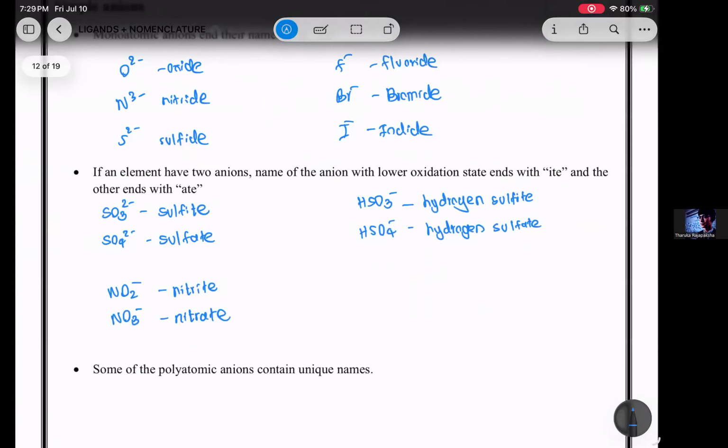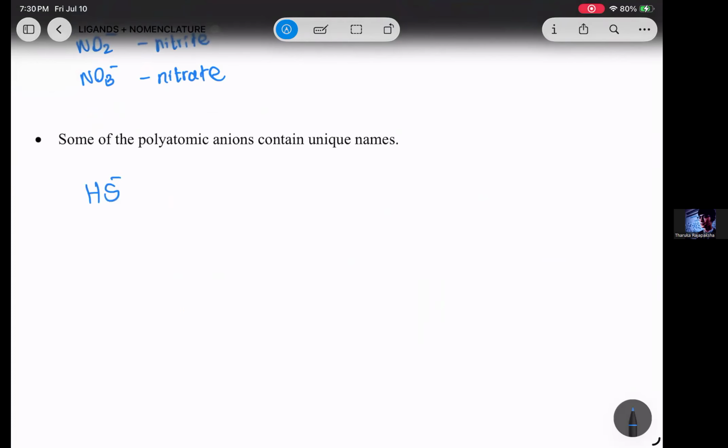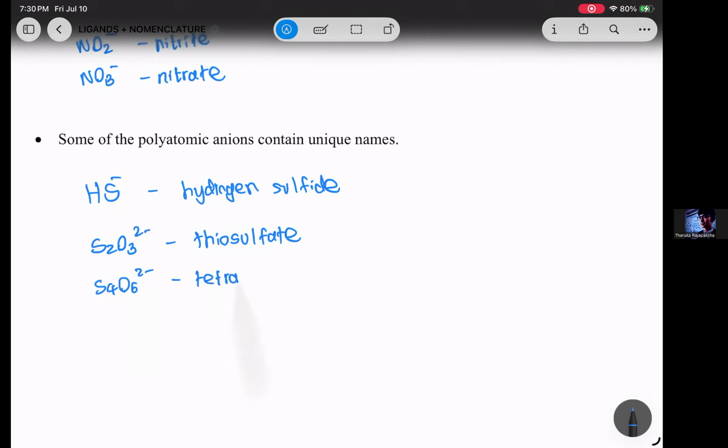Next, some polyatomic anions contain unique names. What are they? HS minus, now this one is easy: hydrogen sulfide. Thiosulfate is S2O3 2 minus. Thiosulfate. S4O6 2 minus is tetrathionate.